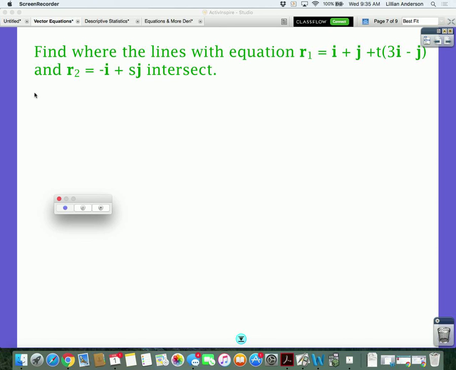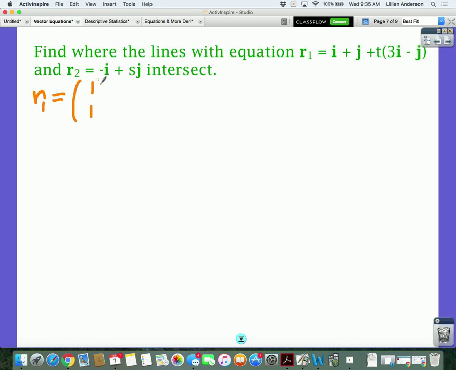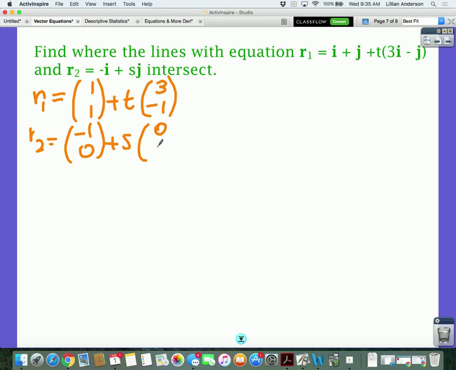Mine's right here, minus 1 and negative 2. If you need to, you can always rewrite it in a different format so you can see it a little bit easier. But I goes with your first component, that X value. J goes with your Y, and if there was a K, it would go with your Z. But this is a two-dimensional one.